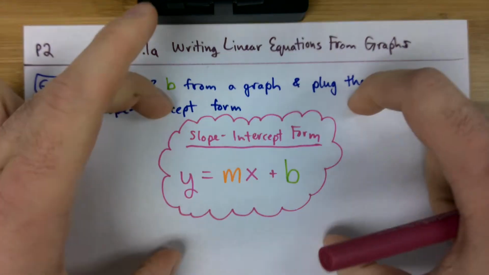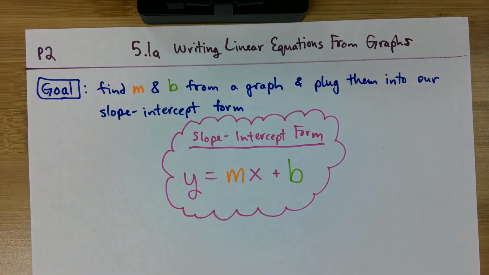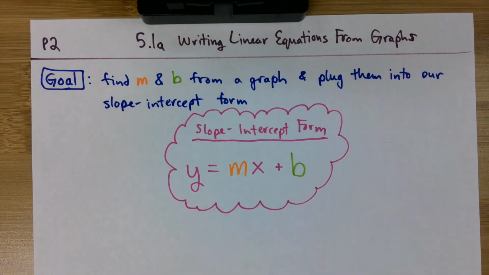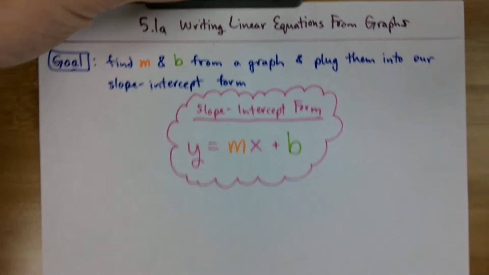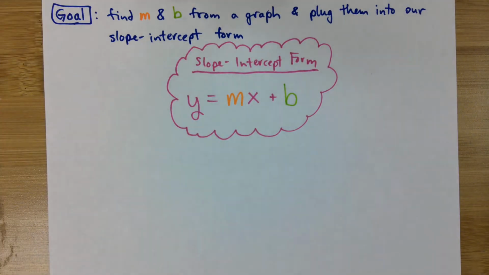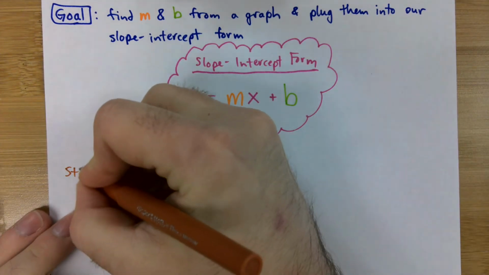So put a cloud around this, put a box around it, do something to make sure you know that when you see the term slope-intercept form on a test, we're just talking about y equals mx plus b. Okay? So what are we going to do with that? Let's see. Let's go through some steps real quick. So, step one.